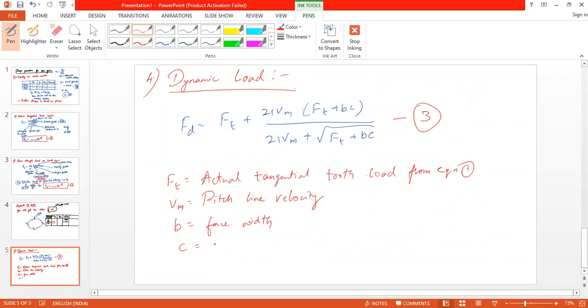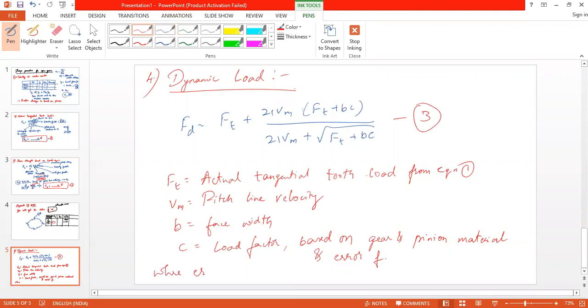What is C? C is the load factor, the dynamic load factor, and it is based on the gear and pinion material and error F. Right?